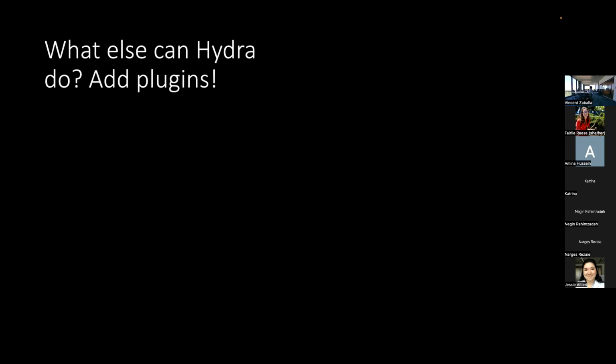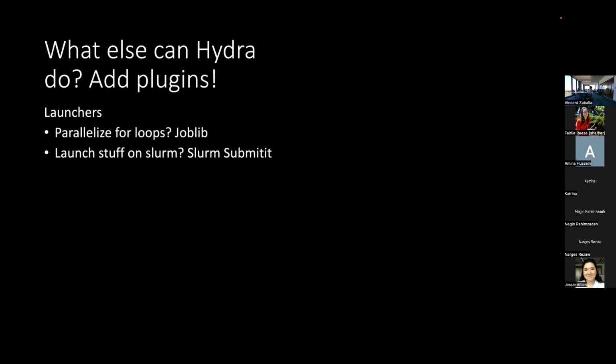That's what I found immediately useful, but there are also other things I've been exploring recently. It has these things called launchers. If you want to parallelize things, you can use job loops. So if you have a for loop and you want to run like 50 independently for one round, it'll help you do that. You can launch stuff on Slurm with something called Slurm Submitit. This is an interface with Slurm. I've been meaning to look into this, but I haven't quite yet.